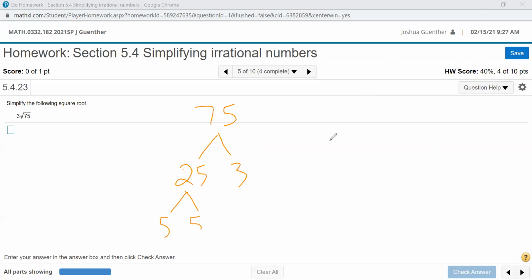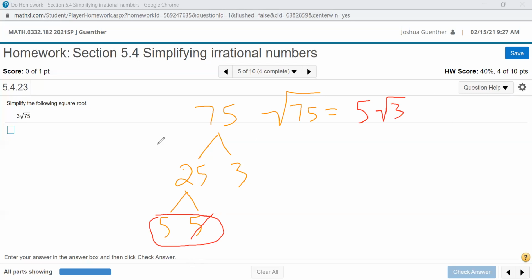So 25 is 5 times 5. 3 doesn't break down anymore. So the square root of 75 is equal to, well, here's a pair. It's going to come out with just a single representative from the pair. And you're still going to have a square root. And then you're going to have that leftover 3 inside.